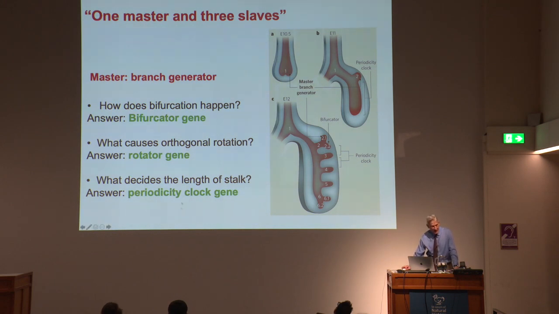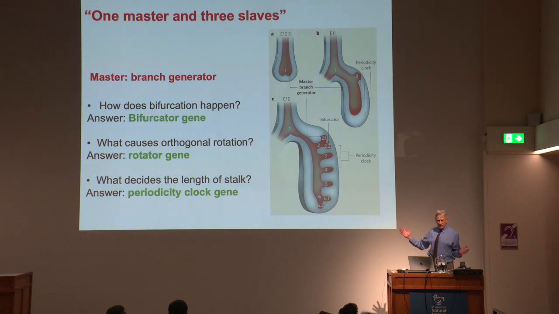And what are they saying here? They're saying, how does bifurcation happen? There's a bifurcator gene. What causes orthogonal rotation? There's an orthogonal rotation gene. What determines the length of the segments? There's a periodicity gene. This is hand-waving.